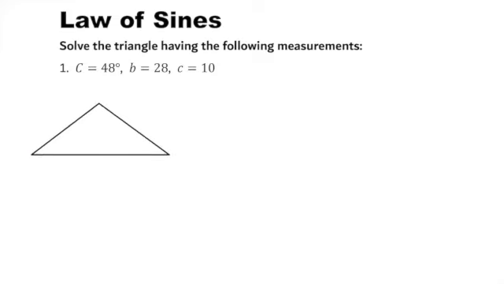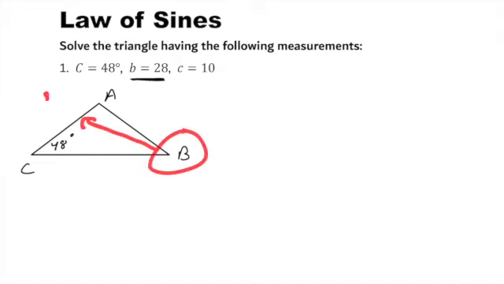If I really wanted to try to draw it to scale, I might. You can put angles A, B, and C anywhere you like. Angle C is 48 degrees. Lowercase b, and remember that stands for side B, which is across from angle B. So this is angle B. Side B would be right over here. So that's the side that's 28. And side C, which would be across from angle C, so that would be right here, is 10 units long.